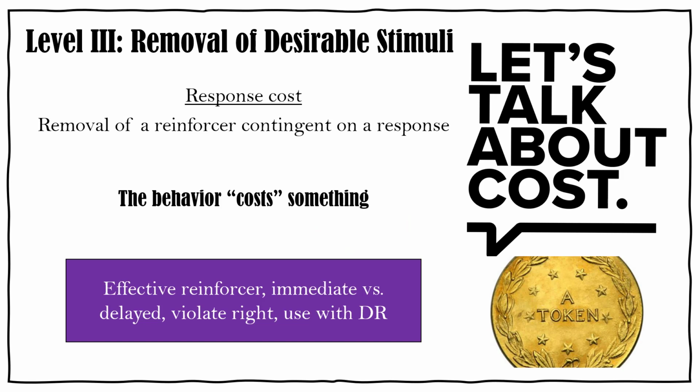Okay, let's talk about some level 3 strategies. Level 3 is the removal of desirable stimuli. So these are going to be your negative reinforcement. This is going to be a negative reinforcement contingency. Sorry, negative punishment contingency. With level 3, one technique is what we call a response cost. So this is when you're going to remove a reinforcer.